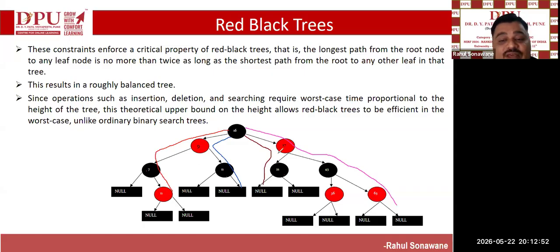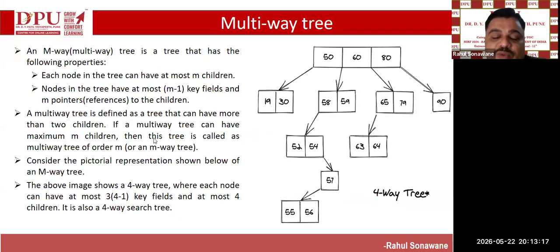And there are no consecutive two red nodes in any path. Like if you go from 16 to 9, 9 is red, 9 to 7, 7 is black, 7 to 11, 11 is red. So there are no consecutive red nodes. That is also the property that we have preserved.